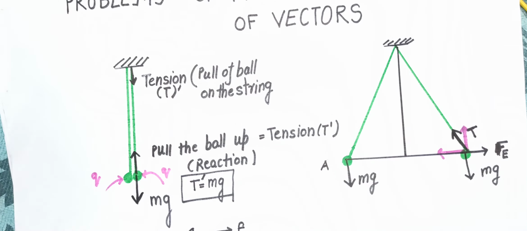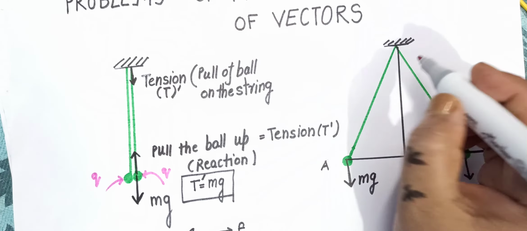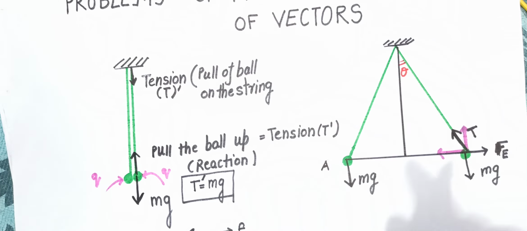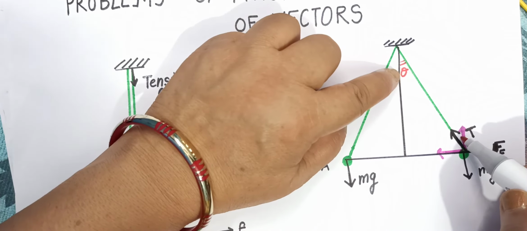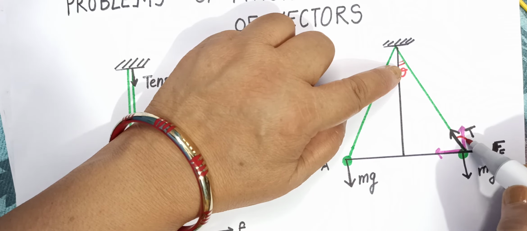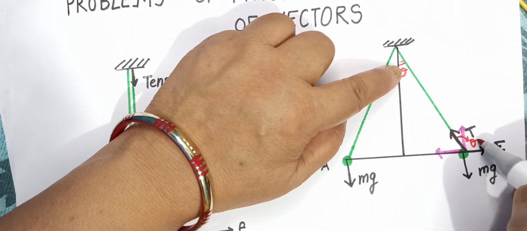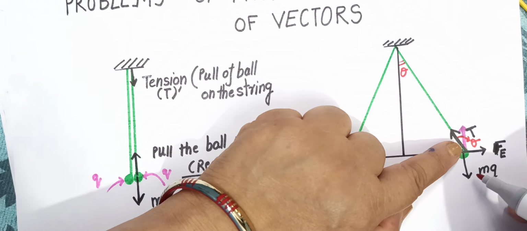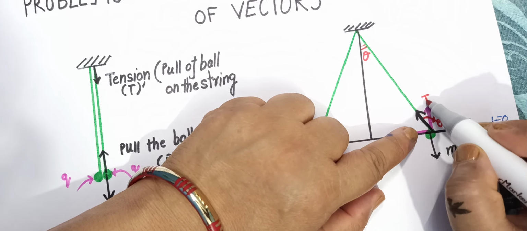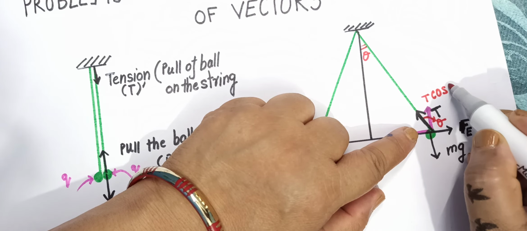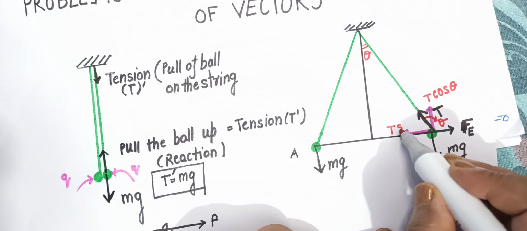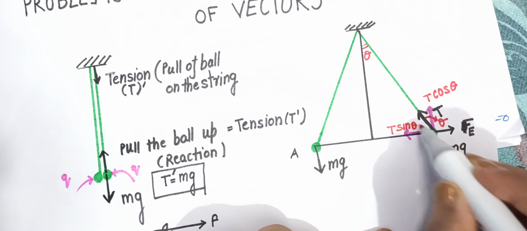So if you take this angle as theta, then obviously these two angles are alternating angles. So this angle will also be theta. And if this angle is theta, you know that this component will be T cos theta, and this component will be T sin theta.